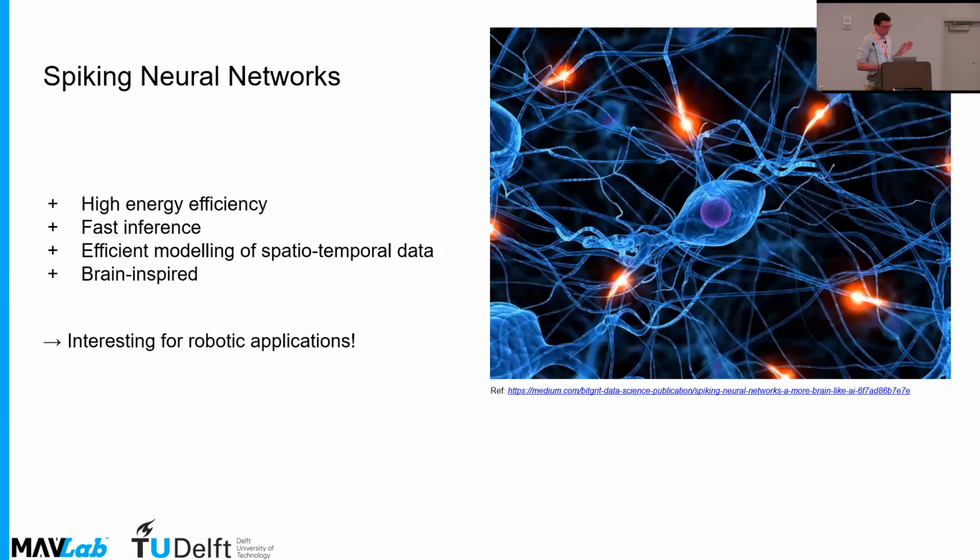So all in all, SNNs provide, or at least we think that we can use, the benefits of their high energy efficiency and fast inference. Because they have this inherent temporal dynamics, they can be used for efficient modeling of spatial temporal data, which is of course very important for robotic tasks. And last of all, we draw inspiration from nature, and since these are also very brain inspired, we hope to achieve the same performance that, for instance, a fruit fly has in flying or navigating around a room looking for food. And this makes them all interesting for these robotic applications that we work on.